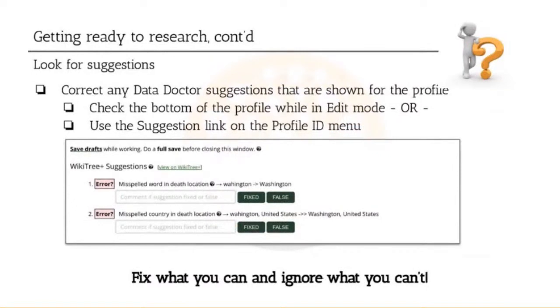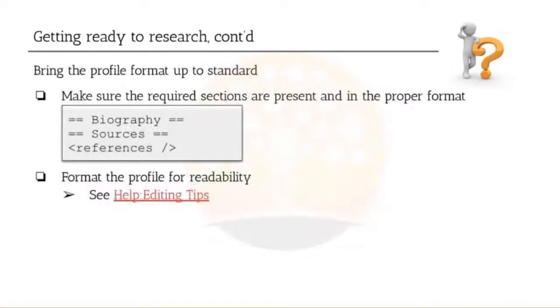You also want to double check the data doctor suggestions that are on the profile. If you look at the bottom of the profile while you're in edit mode, or you can use the suggestion link on the profile ID menu, you will see something that looks like this. In this case, it's a misspelled word in the location. If you know how to solve it and it's easy to fix, fix it. If it's gobbledygook that you don't understand, feel free to leave it. Fix it if you can, let it go if you can't, but it might make the profile stronger.